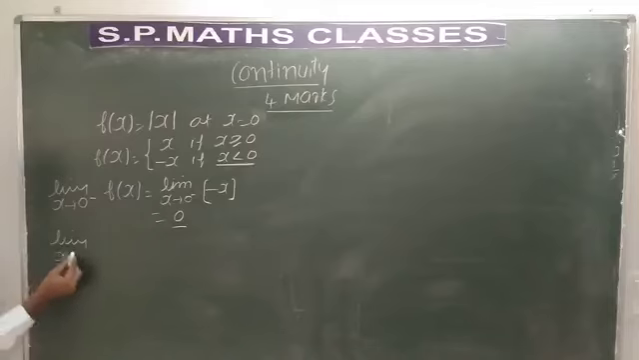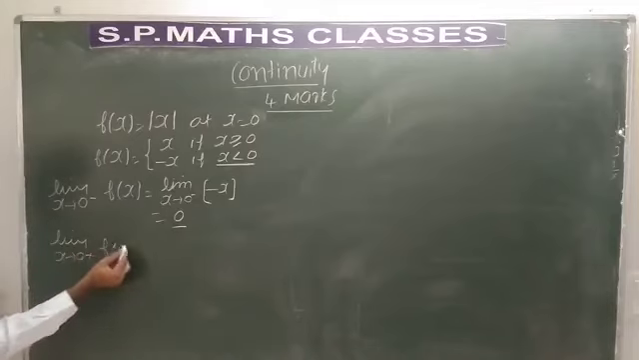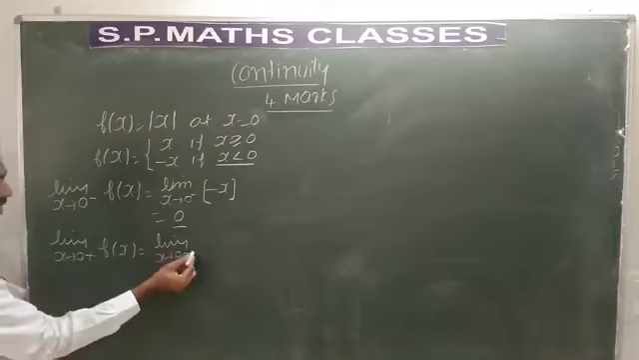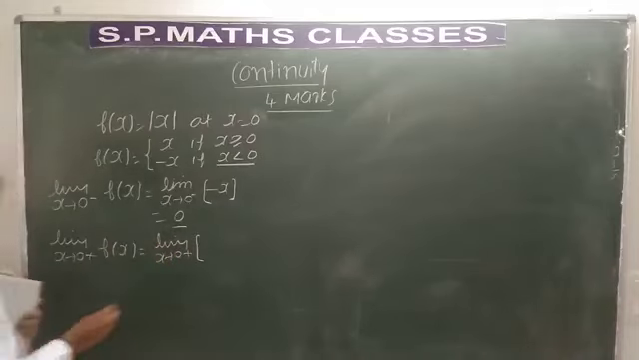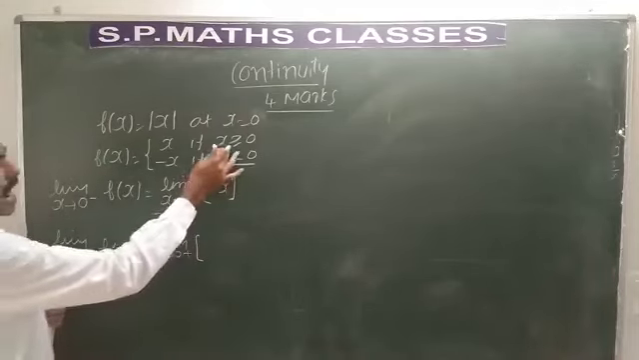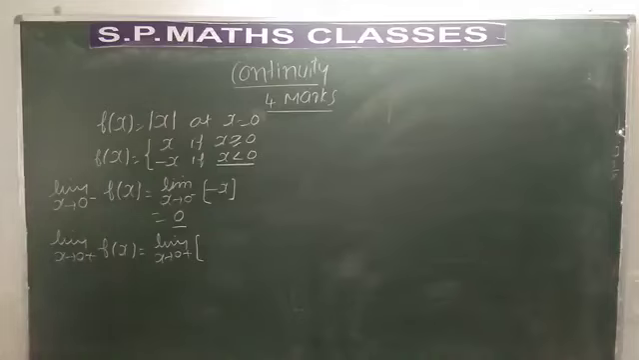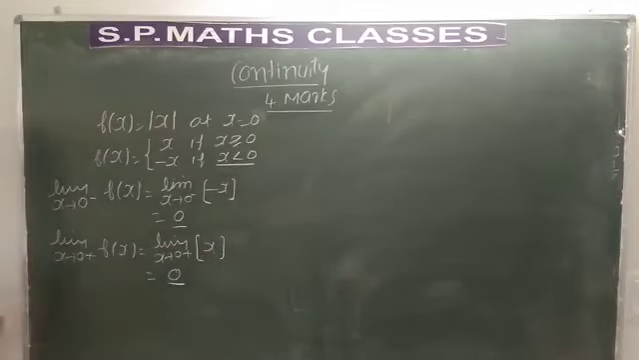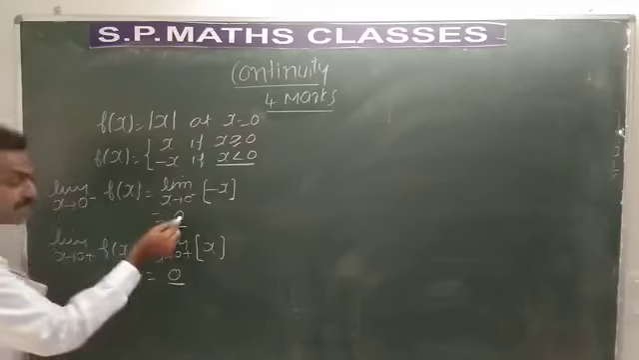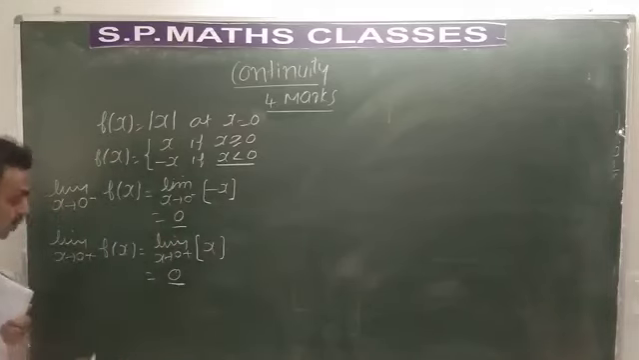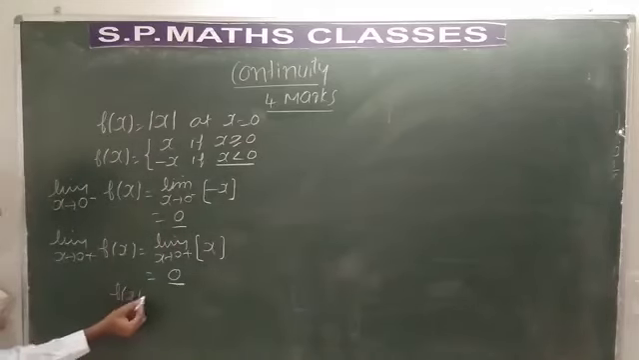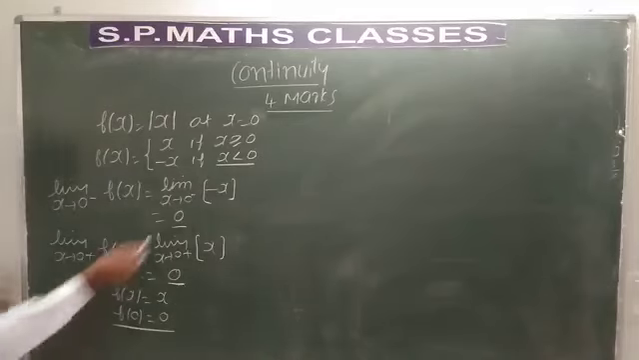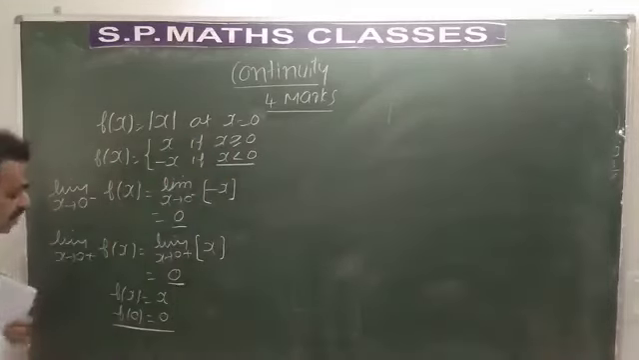Limit as x tends to 0 plus of f of x. 0 plus means right hand limit. The function defined for x greater than 0 is x. So what happens when you substitute the value? It becomes 0. So left hand limit is 0, right hand limit is also 0. For f of 0, f of x is x, so f of 0 is equal to 0. See here, for x is equal to 0, it is equal to x.